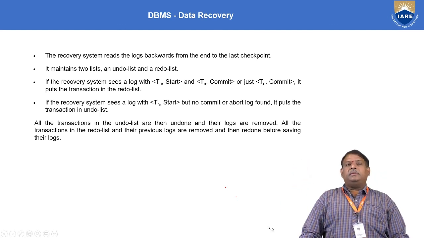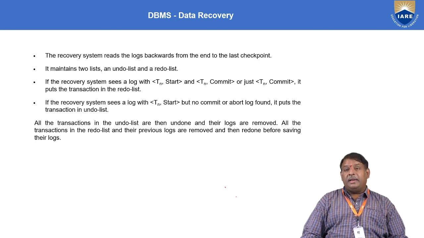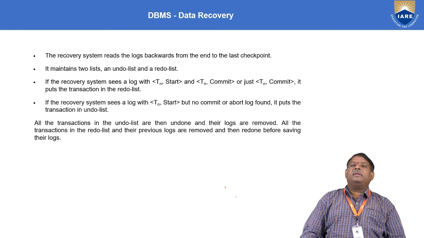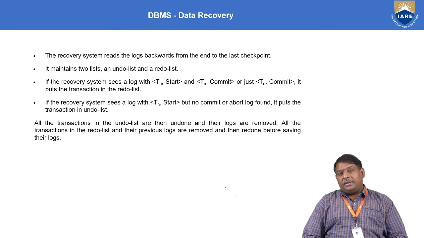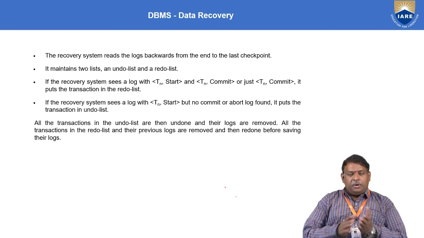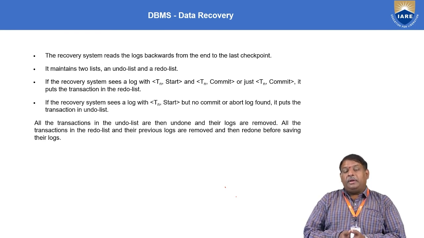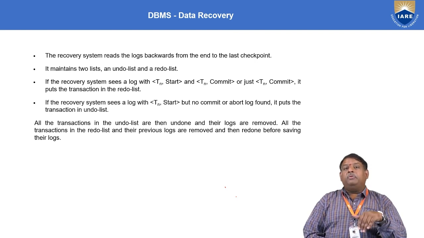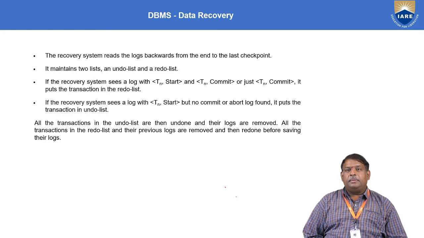All the transactions in the undo list are then undone, one by one, and the logs are removed. All the transactions in the redo list and their logs are removed and then redone before saving the logs. Earlier I was saying that undo means you have to undo all changes. Suppose there is anything in the redo list, you have to do it one by one before saving the logs. Okay, this is the database recovery.